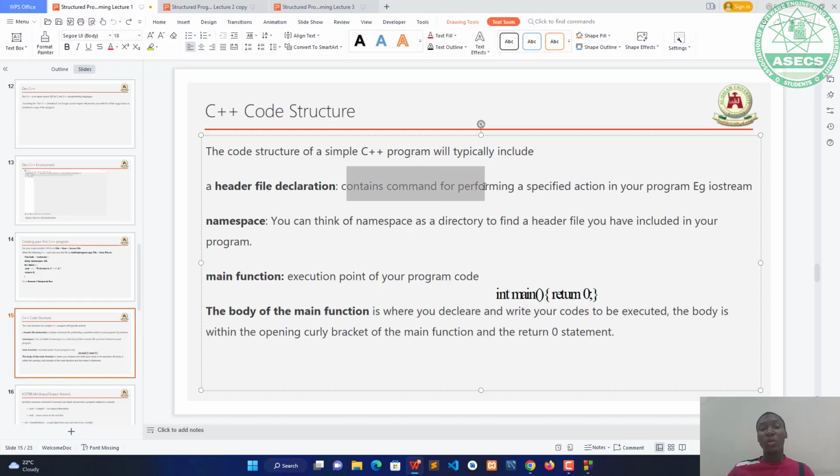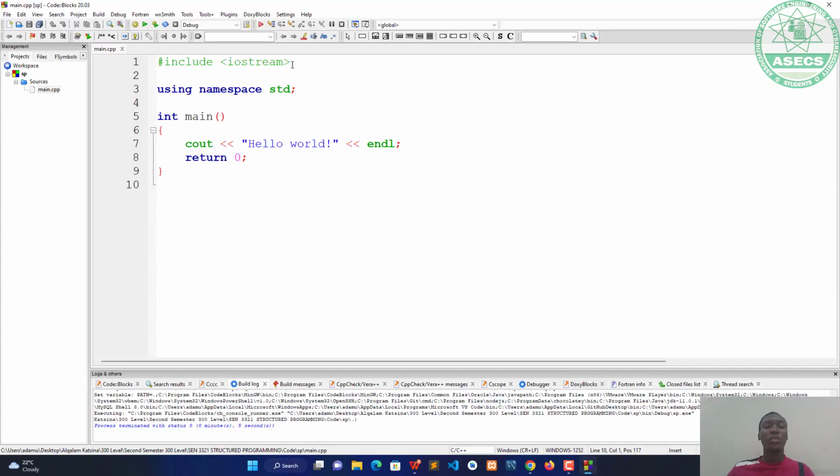Yeah, header file contains command for performing a specified action in a program, e.g. iostream. Wannan hash include iostream is like a library. Kamar library da C++ ya zo da shi, which you include it in kana so ka yi aiki da wani abu. Well, now imagine this cout. Cout ne ya zo ne under this iostream, which is input output. So in mutum yana so ya amfani da input ko kuma output a C++, you have to include this library.